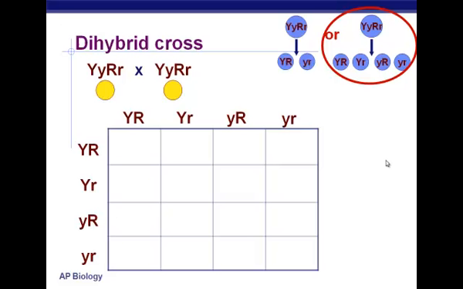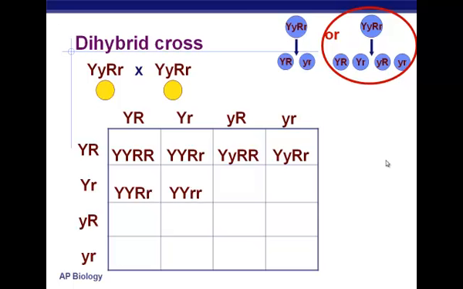So now it's just a matter of filling things in. We get all capitals, we get capital Y's and heterozygous R's, heterozygous Y's and capital R's, heterozygous for both. There are a couple repeating. There's a new one, two capitals and two lowercases.